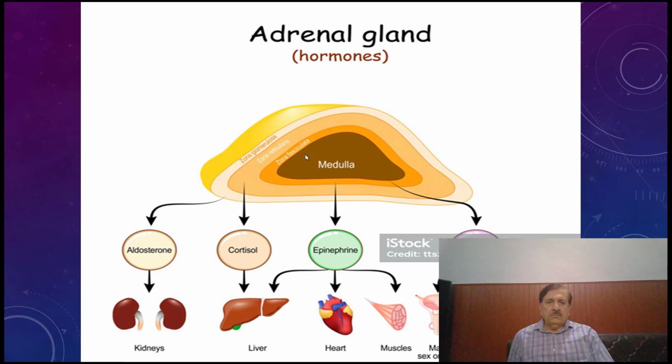In this picture you can see that the zona glomerulosa secretes aldosterone and it acts on the kidney. The zona fasciculata, the middle zone, secretes cortisol and it acts on the liver, and the zona reticularis, which secretes androgen, acts in male on the testes and on the female genital organs.